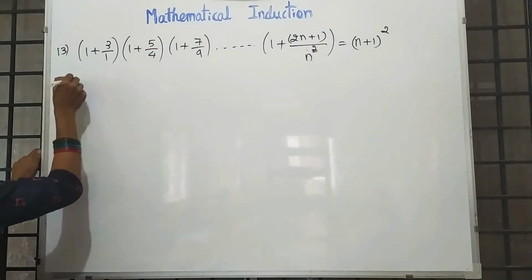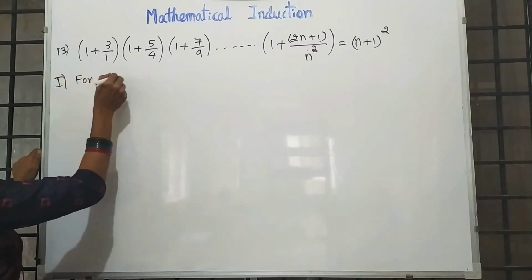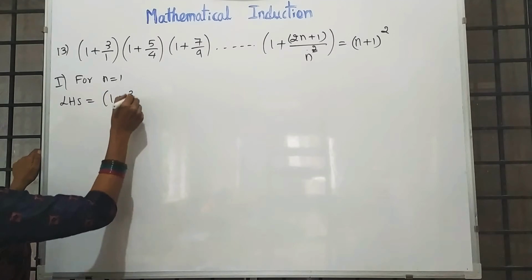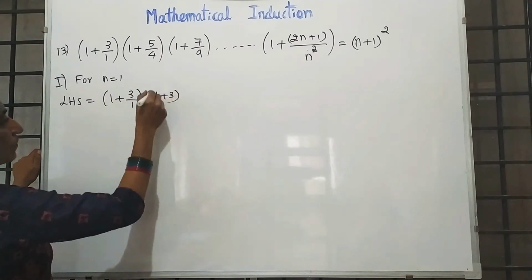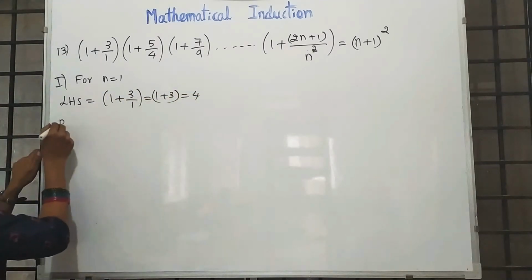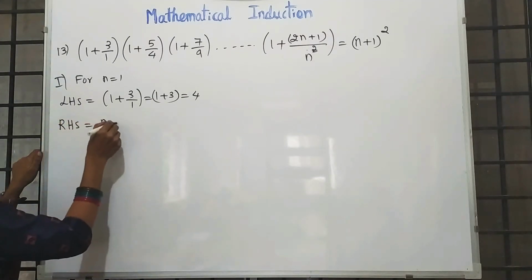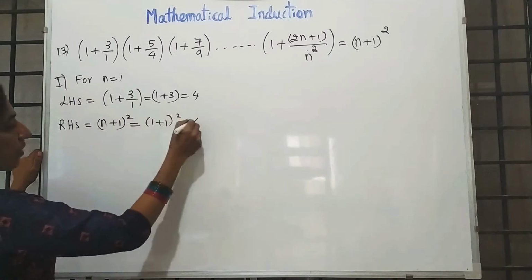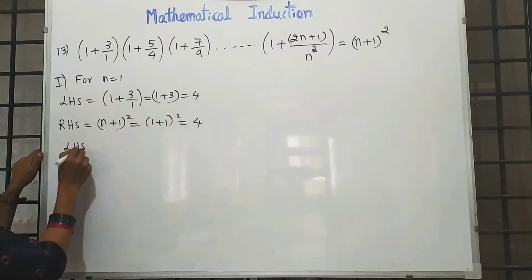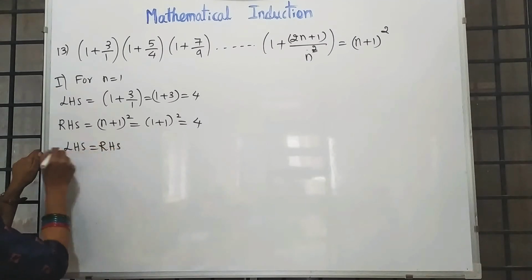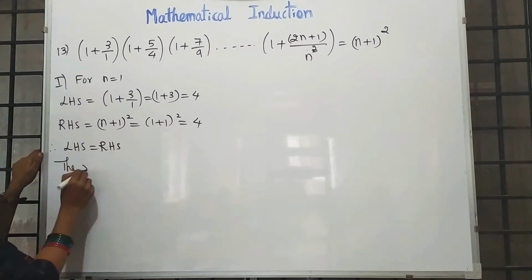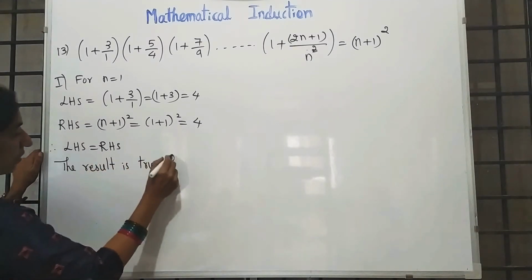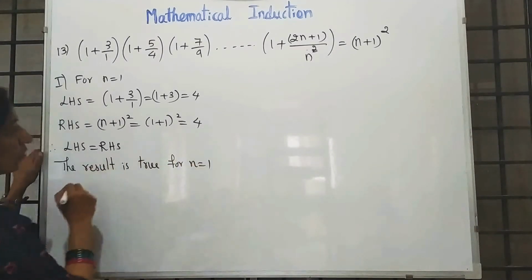First step as it is, for n is equal to 1, write on the first bracket and the answer is 4. And for RHS we have to write the formula on right side. n is replaced by 1. 2 square is 4. See, again we are getting the same result or what? Yes. LHS is equal to RHS. The result is true for n is equal to 1.